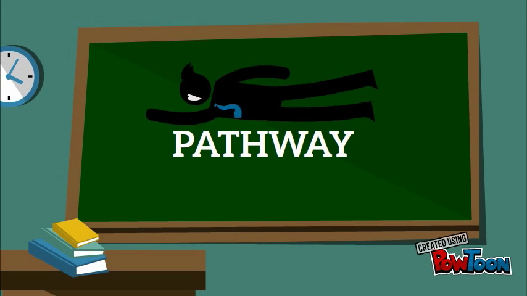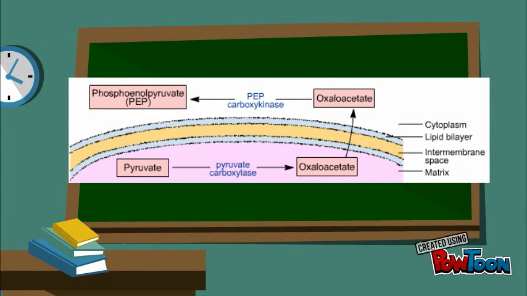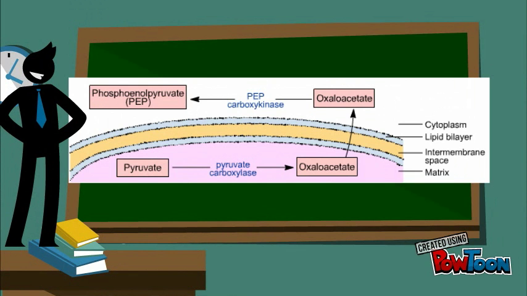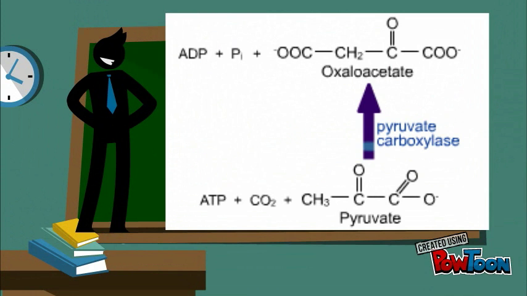Pathway. The seemingly simple process of converting pyruvate to phosphoenol pyruvate involves several steps, some in the matrix of mitochondria and others in the cytoplasm. The first step in the gluconeogenesis pathway involves the conversion of the 3-carbon pyruvate to the 4-carbon intermediate.